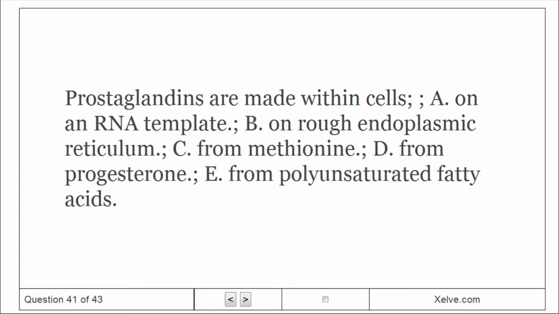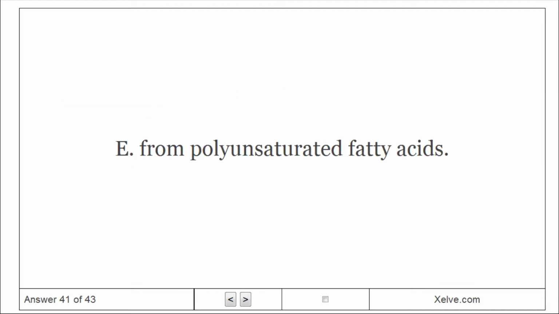Prostaglandins are made within cells, A. on an RNA template, B. on rough endoplasmic reticulum, C. from methionine, D. from progesterone, E. from polyunsaturated fatty acids. E. From polyunsaturated fatty acids.